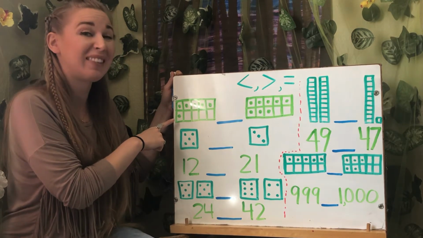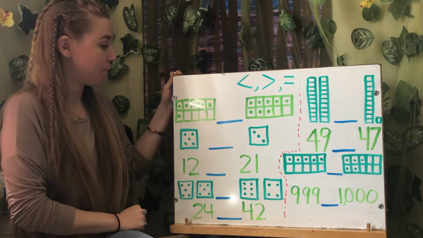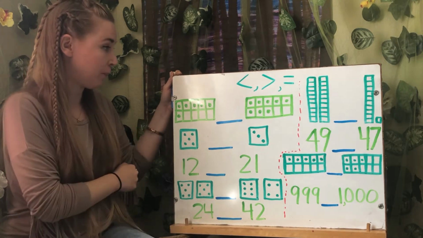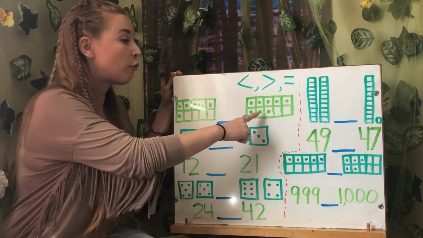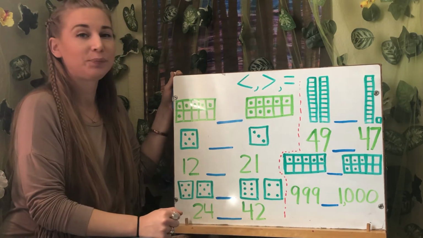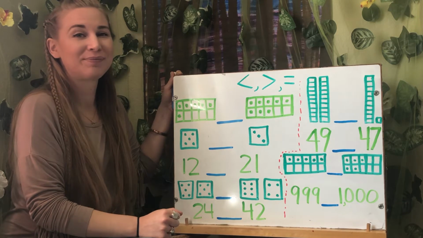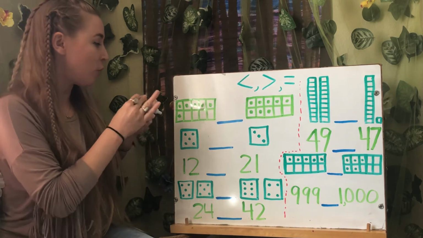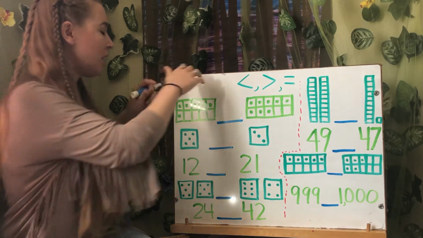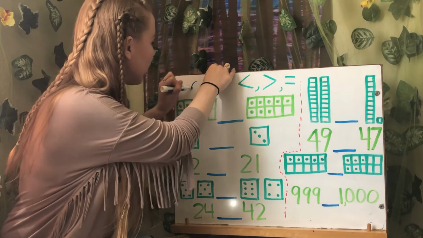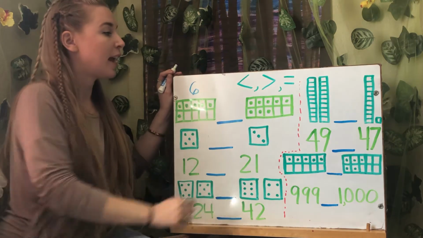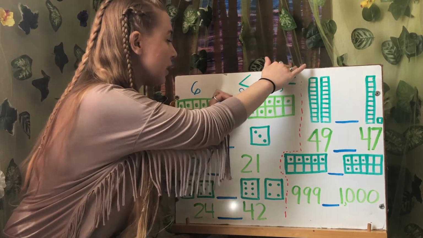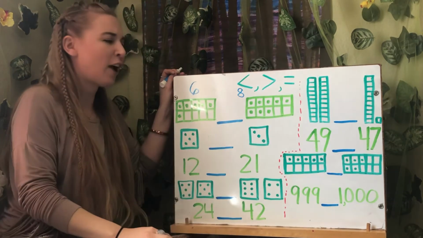How many do you see? How many do we have over here? Now, how many do we have over here? I'm going to help a little bit with this first one. If you said that we have 6, then you're correct. And then over here, if you said that we have 8, then you're correct.